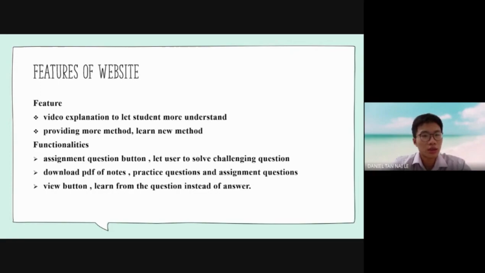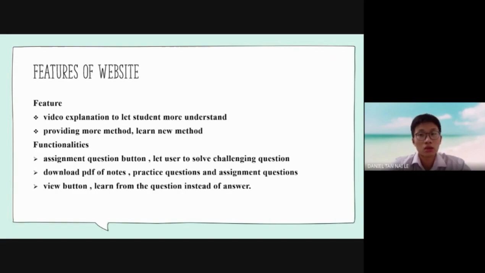On the other hand, it allows you to download PDFs of notes, practice questions, and assignment questions. So if students or teachers want to download these, they can just click the download button there. There's also a view button, whose function is to help users hide the answer until they finish the questions, which lets users learn the solution from the questions instead of just the answer.